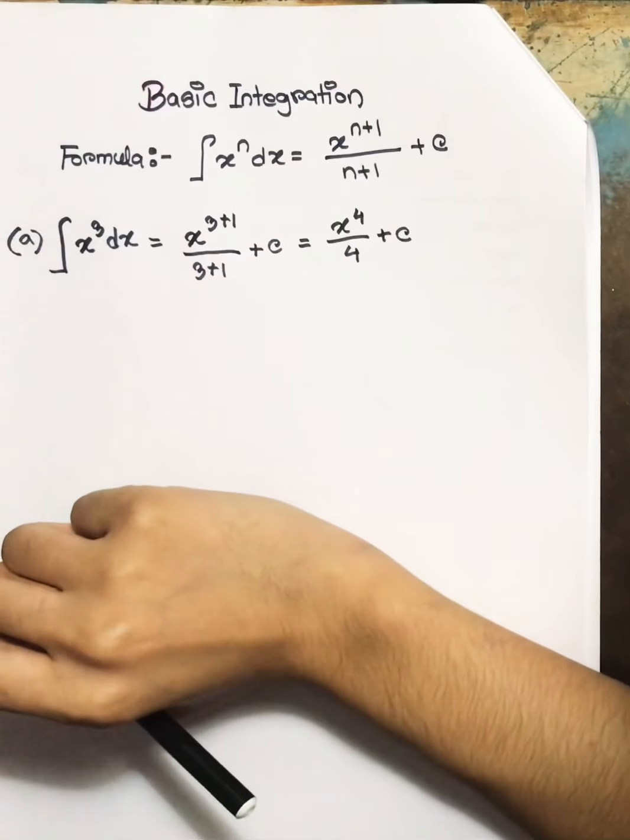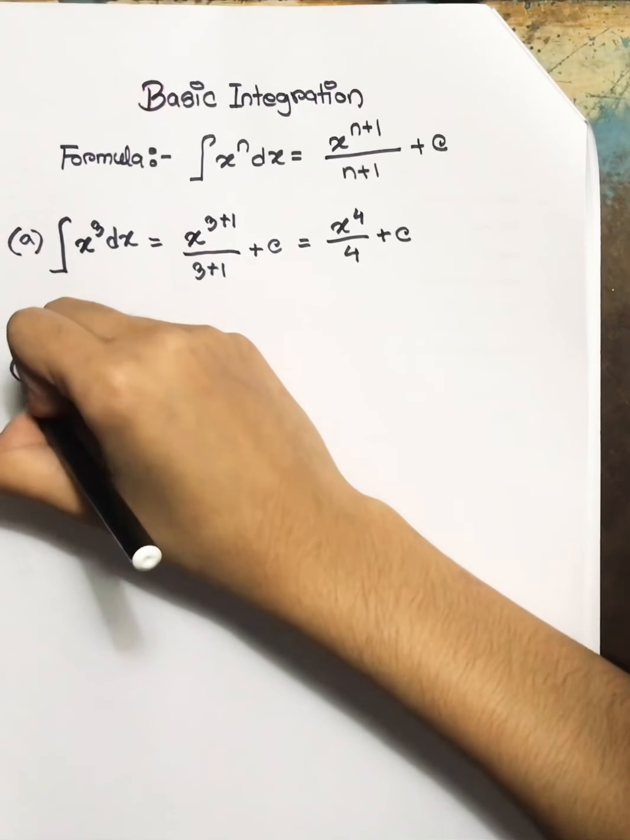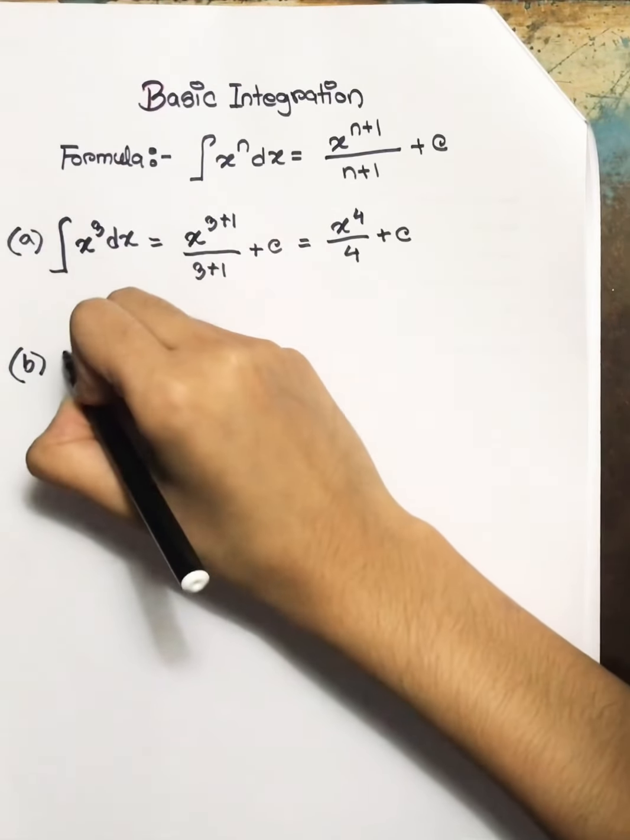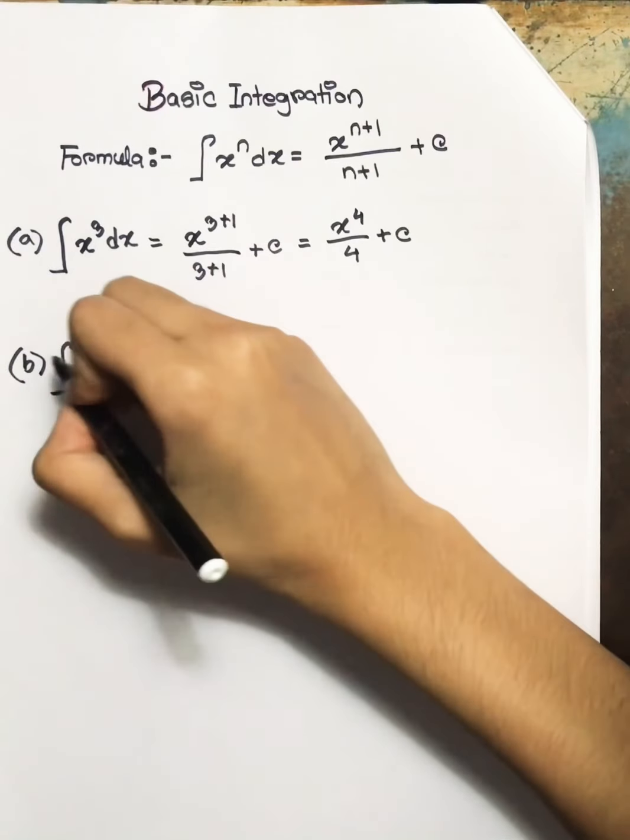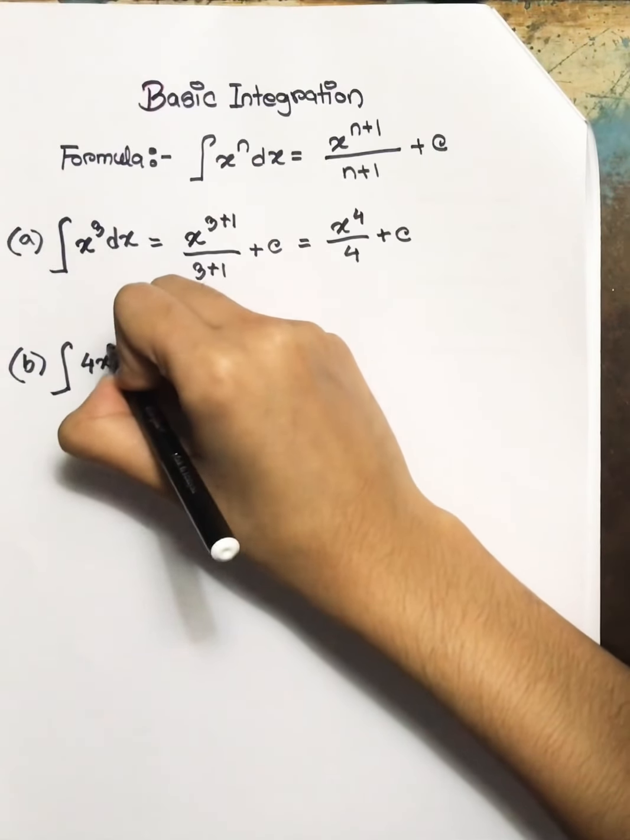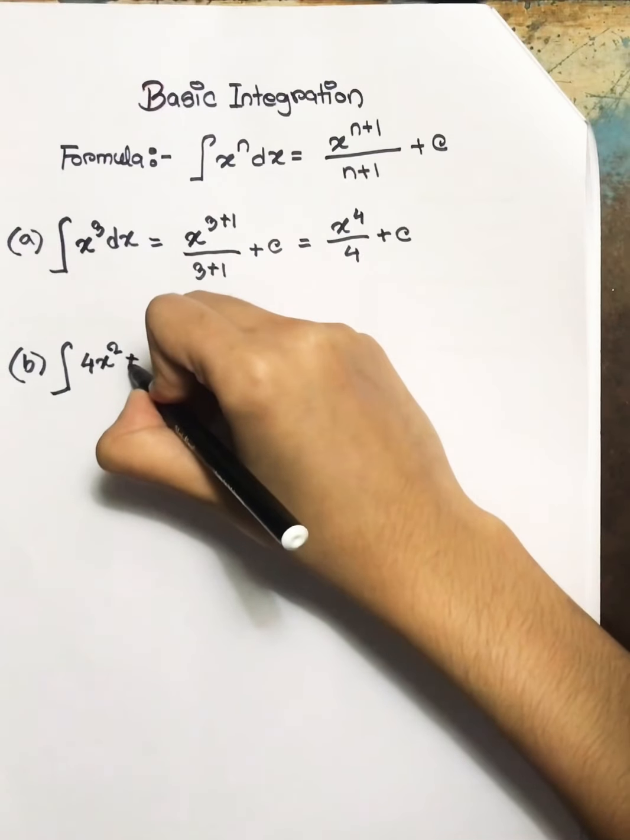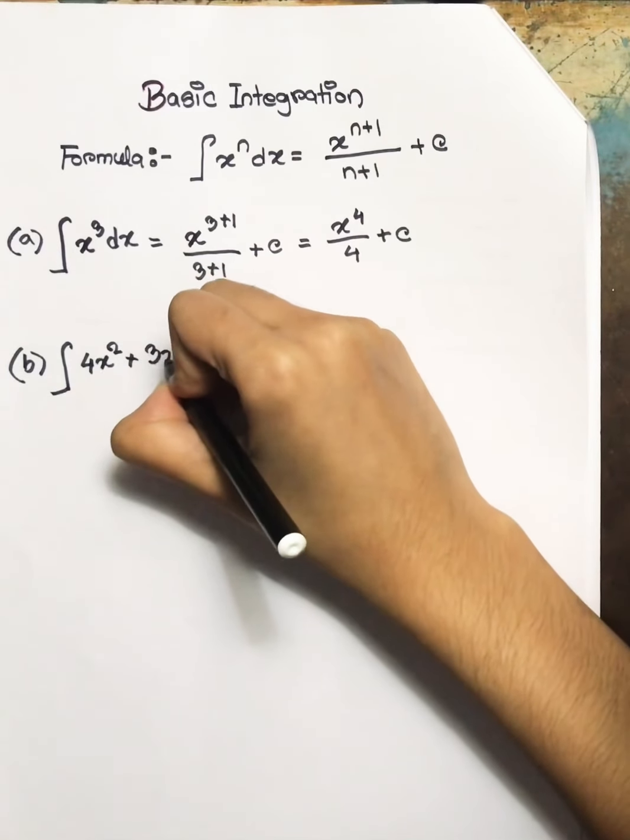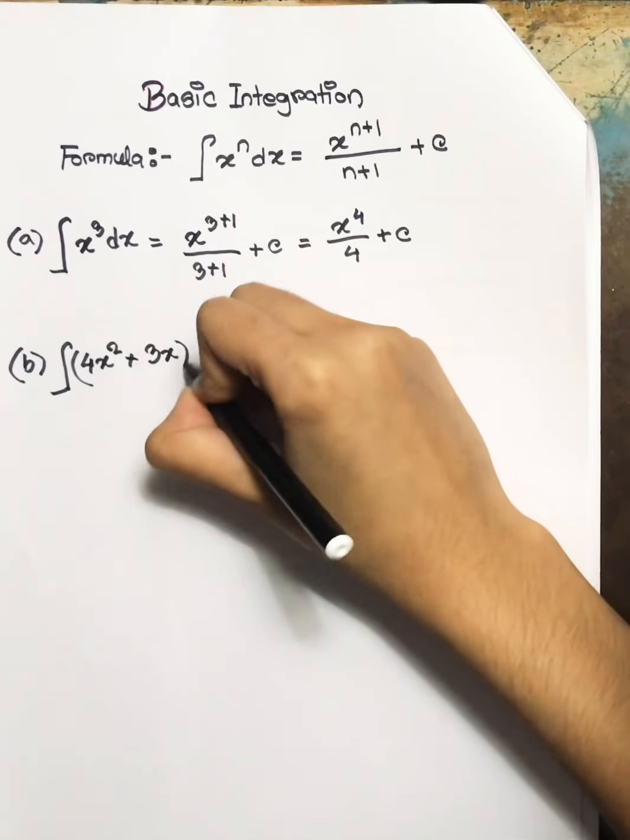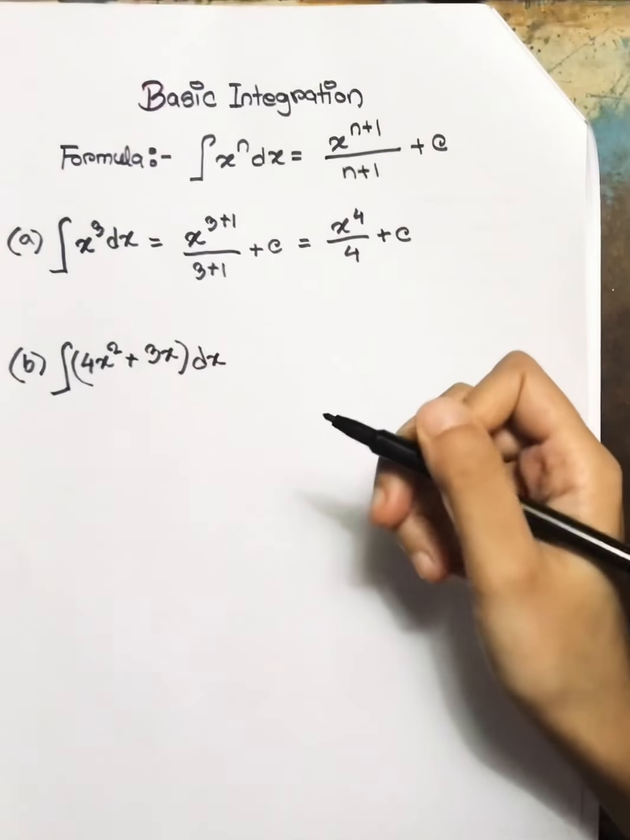Okay, now let me take another example. Suppose integration of 4x square plus 3x dx. Now what does the result become?